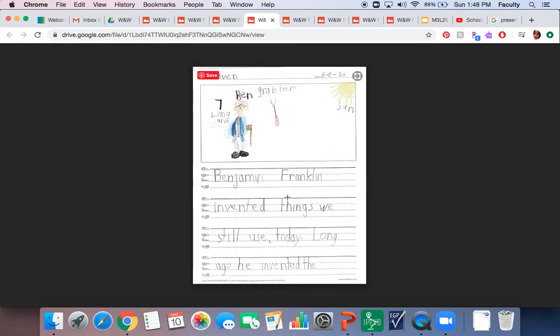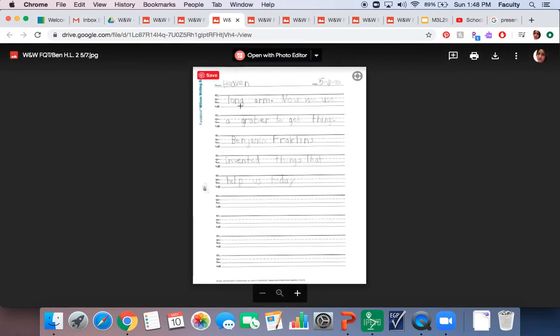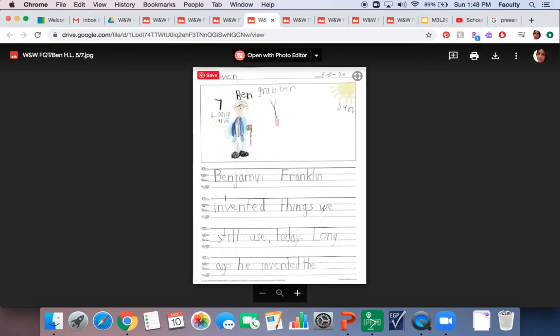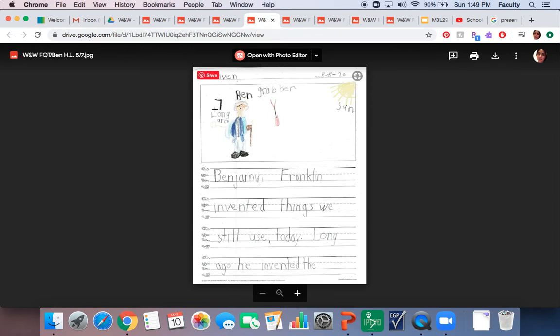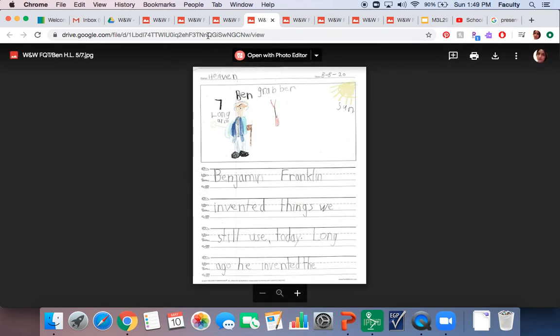Now up we have Heaven. Heaven wrote, Benjamin Franklin invented things we still use today. Long ago, he invented the long arm. Now we use a grabber to get things. Benjamin Franklin's invented things that help us today. So she wrote it just a little different, right? Just the conclusion a little different. And that is okay because it still makes sense. She had her four sentences. She had the whole topic sandwich. She has Ben. She has a long arm. She has a grabber. And she has a sun. She has four different labels. Yes, Heaven, good job.